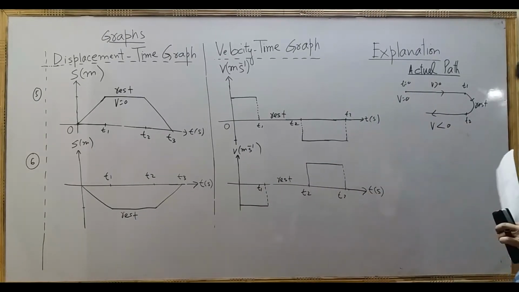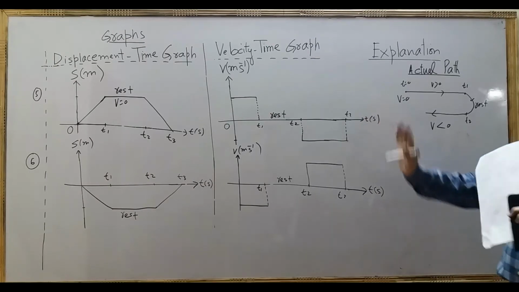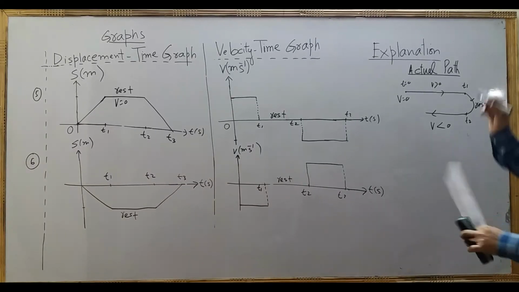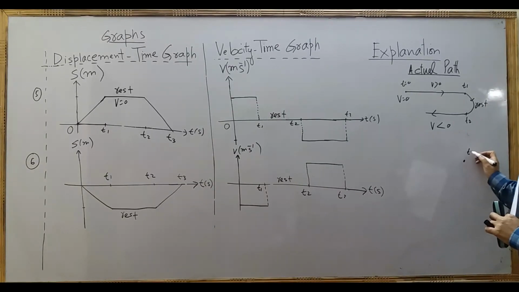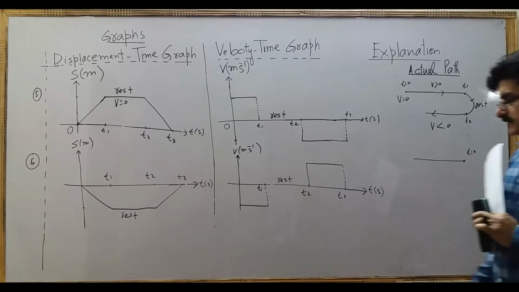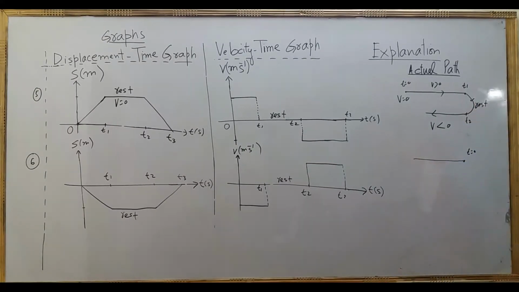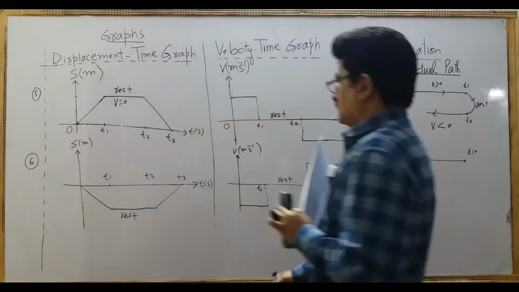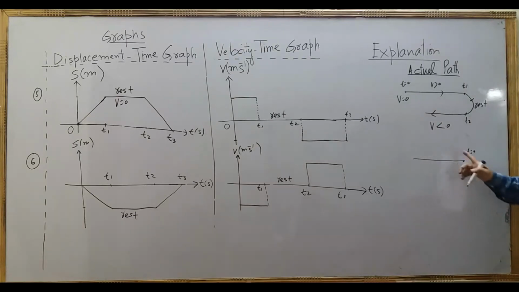See graph number 6. Almost the same situation, but see the path, what is happening. Now the body starts at time t equal to 0, but it is moving in the negative direction. So when the body is moving in the negative direction, the velocity will always be negative. That's why the graph is downward. Displacement is also negative from this fixed point.